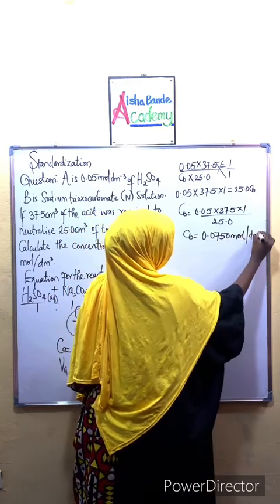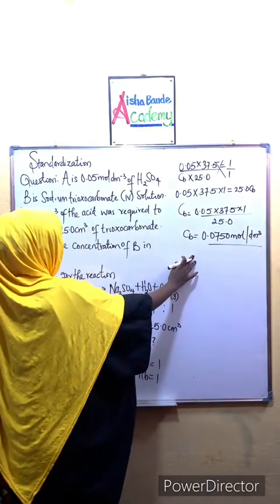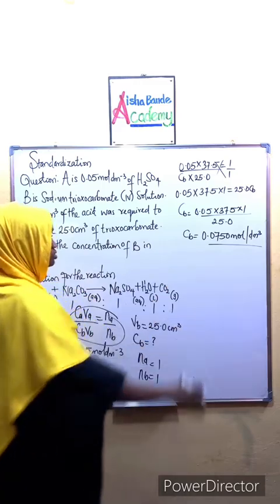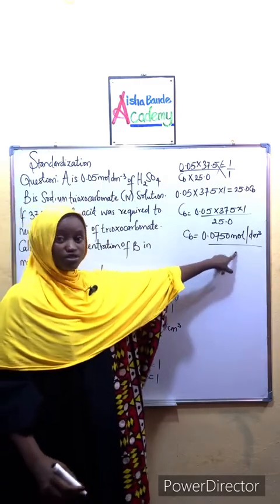per dm cube. So this is the concentration of the base, and we were asked to find it in mole per dm cube. So the SI unit is very important.